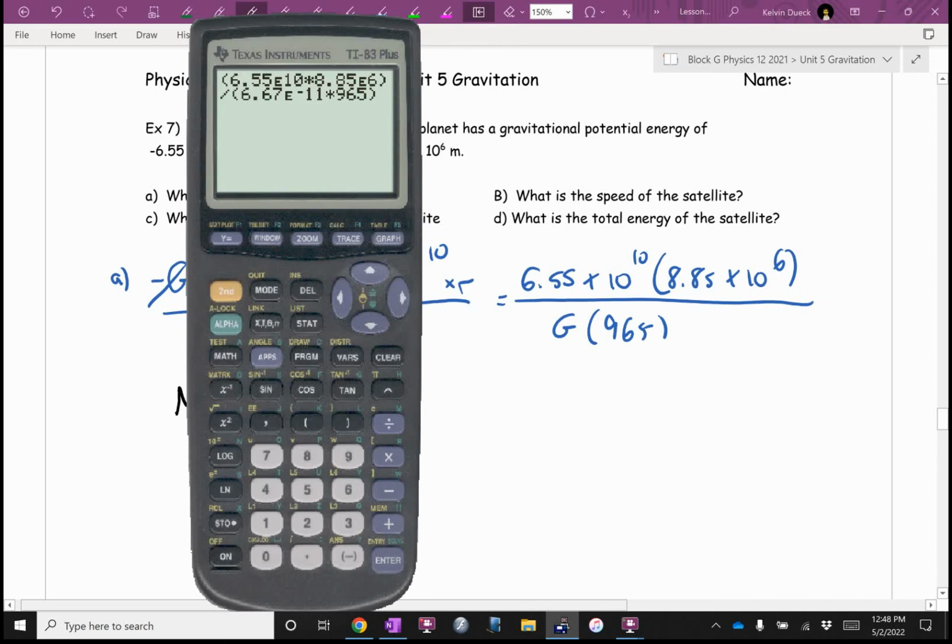6.55 times 10 to the 10th times 8.85 times 10 to the 6th divided by 6.67. Do you get, I guess, 9.01 times 10 to the 24th? Almost exactly, but not quite 9. Does that seem planet-sized? Yeah. A little larger than Earth, but not much. A little heavier than Earth. 9.01.